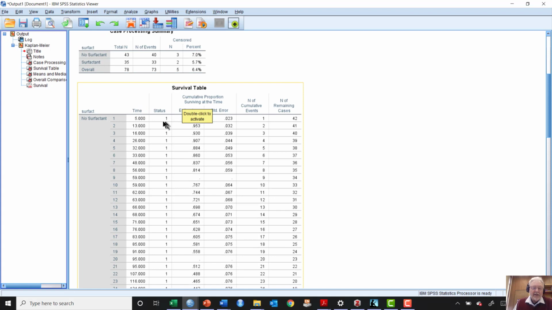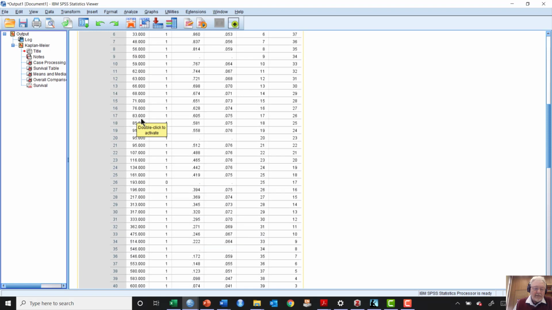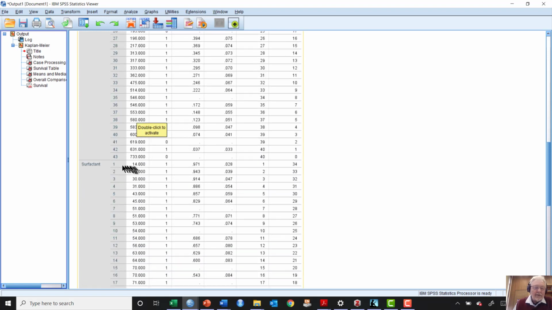And here's our table. So this says at time 5 days, it just gives the cumulative events. Oh, this is no surfactant. So the first kid that went off oxygen was at 5 days with no surfactant. The first kid that went off oxygen on surfactant was at 14 days.